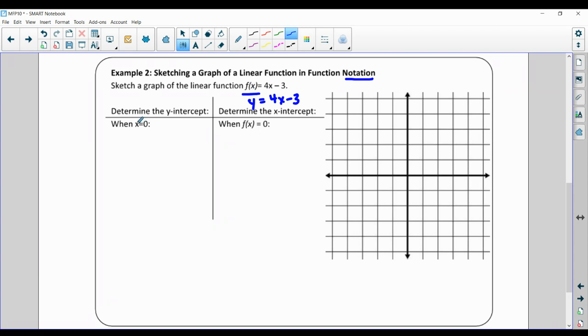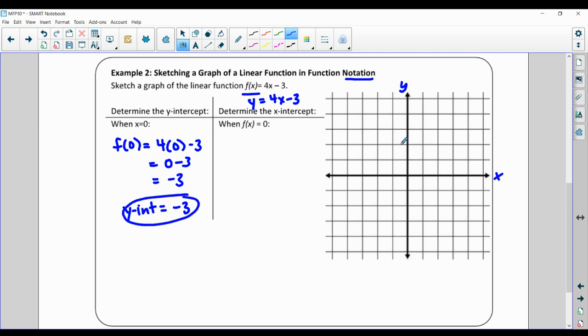That's the notation. So when x equals 0, we would have our y-intercept. Well, why is that the case? So this is our y-axis. This is our x-axis. If we want to find our y-intercept, it could be anywhere on this line, but no matter where you are on this line, your x value is always 0. Okay, so we're going to set x equal to 0 and find our y value. So I'm going to say, hey, what's the value of my function when x equals 0? Well, that would be 4 times 0 minus 3, which is 0 minus 3, which is negative 3. So the y-intercept is negative 3. So that means on my y-axis, I'm going to go down to negative 3, and there's my y-intercept.